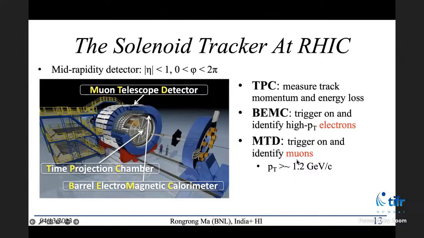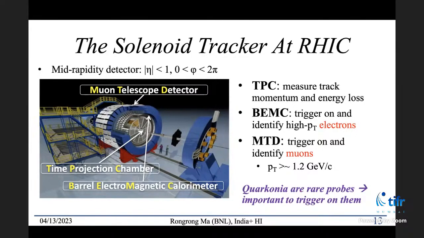Here I mentioned the word trigger a few times. The reason you need a trigger is that quarkonia are very rare probes, meaning they are only produced very rarely, like once every thousands or tens of thousands of events. Of course you don't want to take all of those events because most of them are uninteresting. So we want to trigger on the events with the quarkonium signal that we are interested in and analyze them. This is much more efficient. That's why I mentioned the trigger a few times.